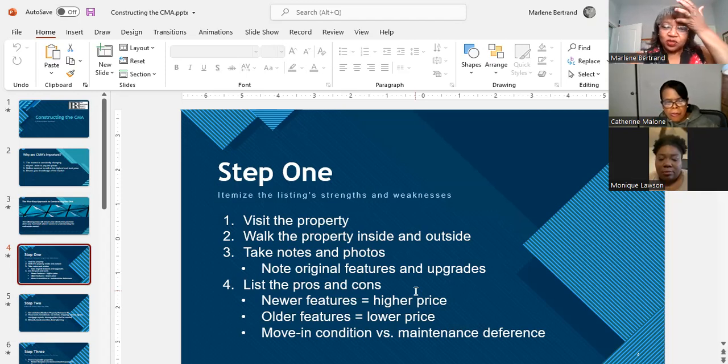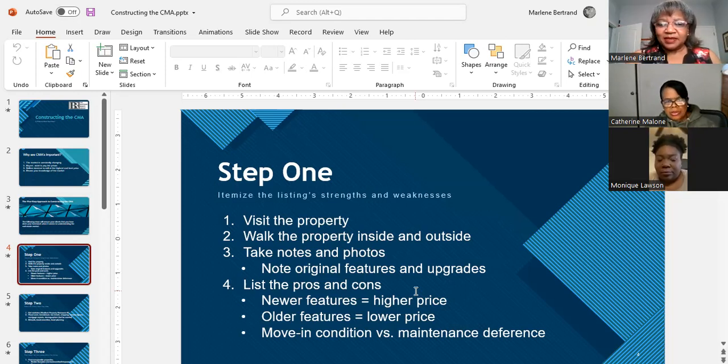So homes that are older, you're not going to get a higher price for an older home just because buyers look at that as, how old is this feature? How old is the air conditioner? Am I going to have to be repairing that anytime soon?